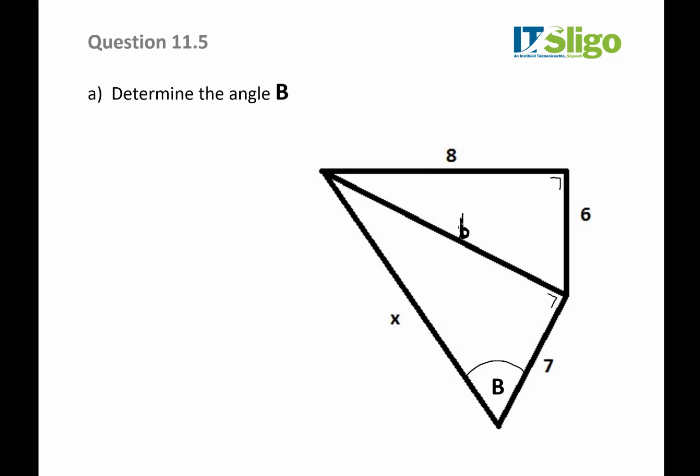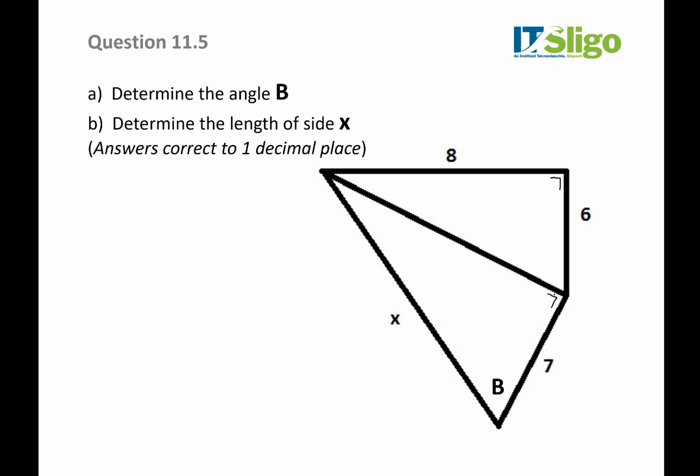Alternatively, once you know side B and this side here, 7, you can use Pythagoras to calculate the unknown hypotenuse x. This little symbol in here, guys, means right angle. Both of these are right angles, which means Pythagoras and our sine, cos, tan ratios apply. So have a go at both of them. You could work out x first and then B, or vice versa, but the questions will be asked in this order. Go to 1 decimal place.